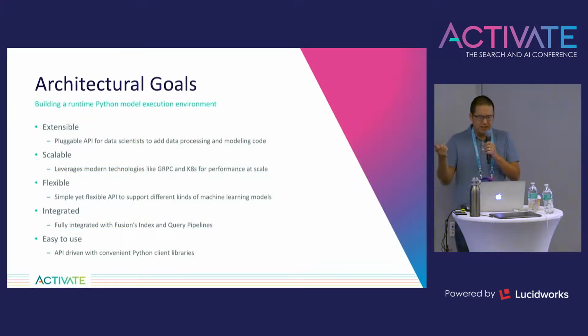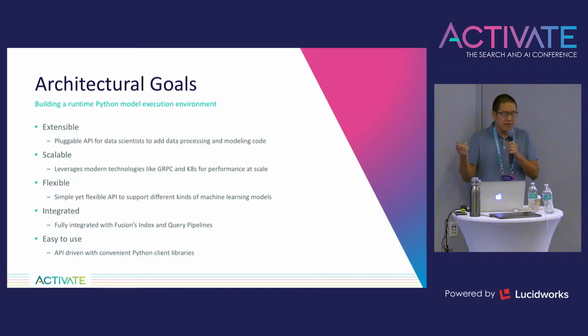And lastly, when building the service, we had a few important goals in mind. First of all, we wanted it to be extensible. So we're offering a pluggable API for data scientists to add data processing and modeling code. Second of all, it has to be scalable. So we're leveraging modern technologies like gRPC and Kubernetes for performance at scale.